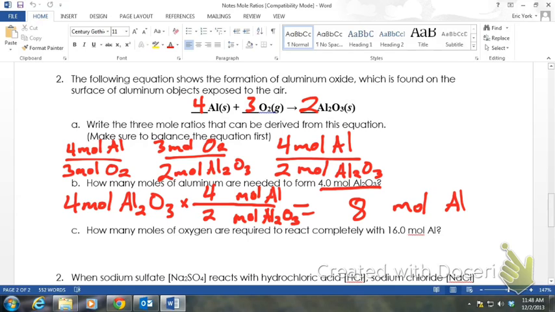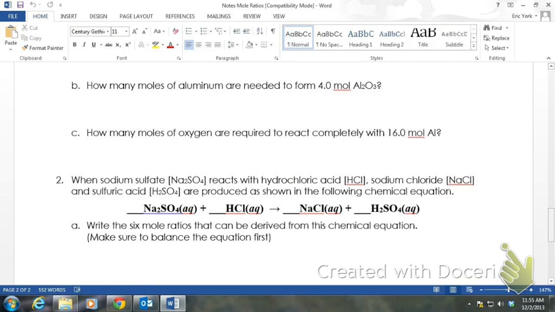So the way we say this is that if we have 4 moles of aluminum oxide, Al2O3, it will need 8 moles of aluminum to make it. So in order to make 4 moles of Al2O3, it needs 8 moles of aluminum. Okay, does anybody still need this? Okay, so part C right here.